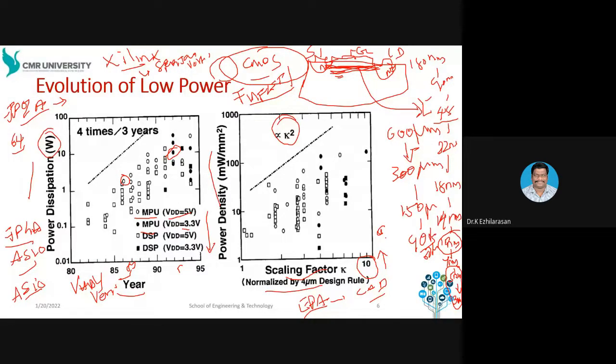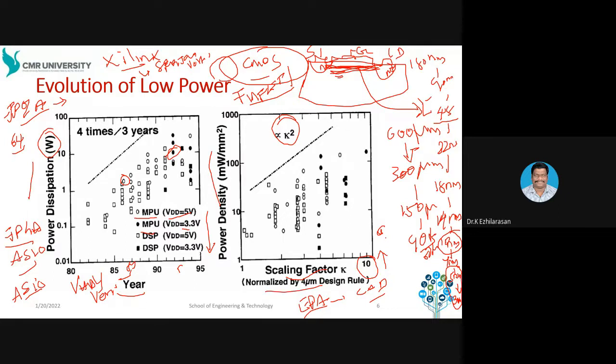Next is full custom level. What is the full custom level? In full custom level, the same biryani you need to cook, but the masalas and all the things have to be prepared by yourself. That means for a circuit, you should create your own library for each and everything. That I can call full custom, fully customized by yourself.